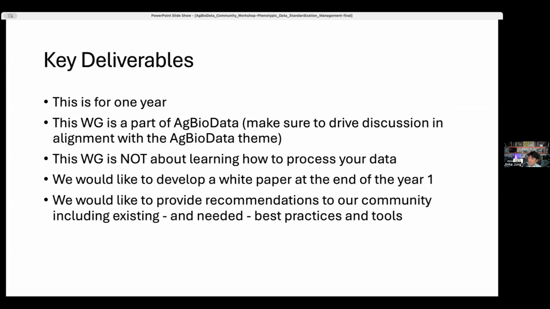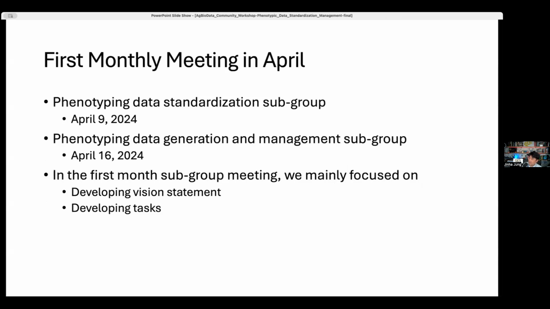One thing we made clear at the beginning of the kickoff meeting is that this working group is about learning how to process your data. It is more about learning what phenotypic data standards are out there, and what the best practices are for generating and managing your phenotypic data. We'd like to develop a white paper at the end of year one, and also provide recommendations to our community based on existing or needed best practices and tools.